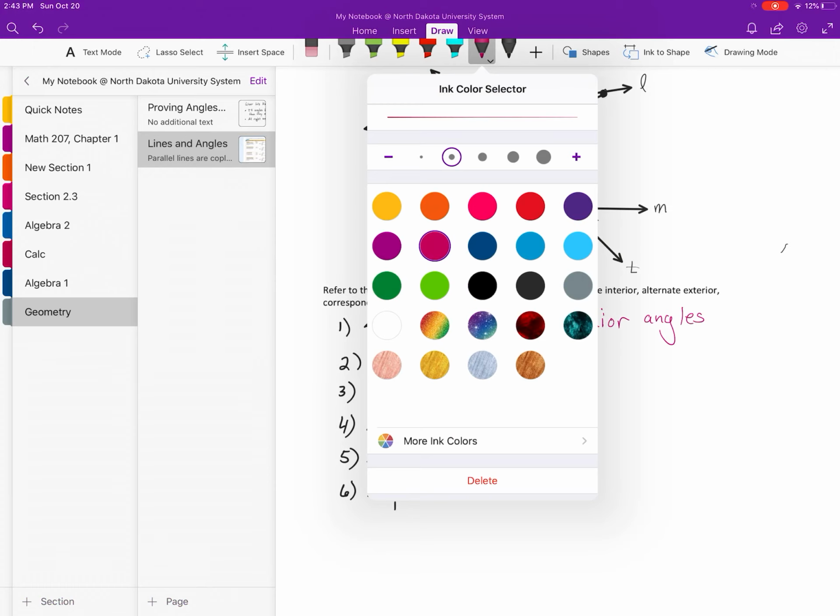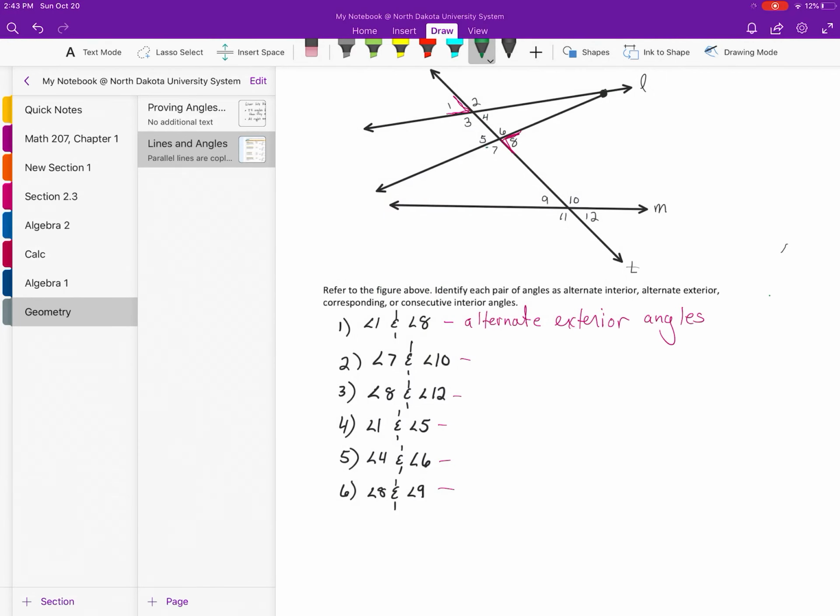So 7 and 10, let's look at 7 and 10. Let's do a different color. How about green? Here's 7. Here's 10. And doesn't that look like we have a very long Z? Well, yes, it does. I'm going to call that alternate interior.